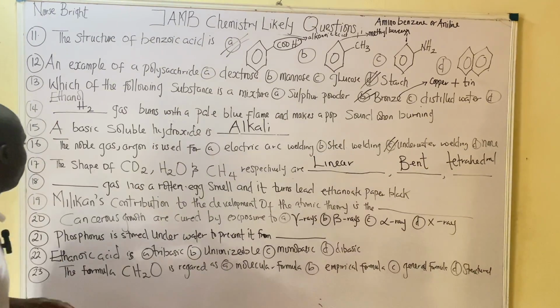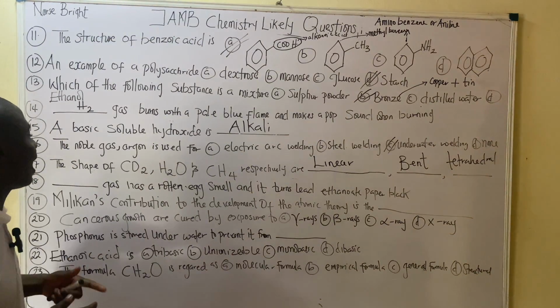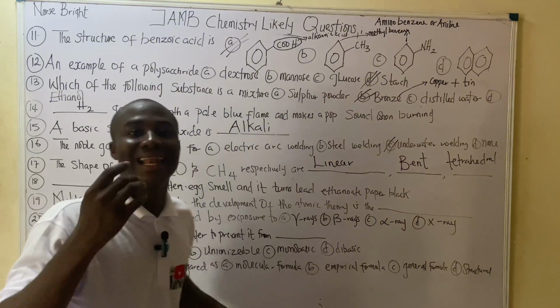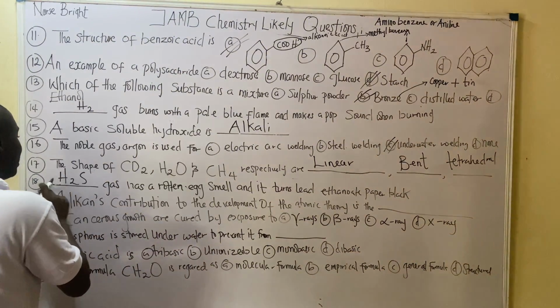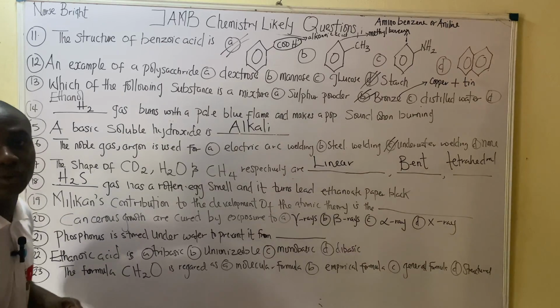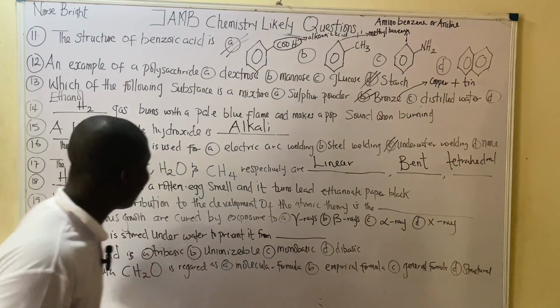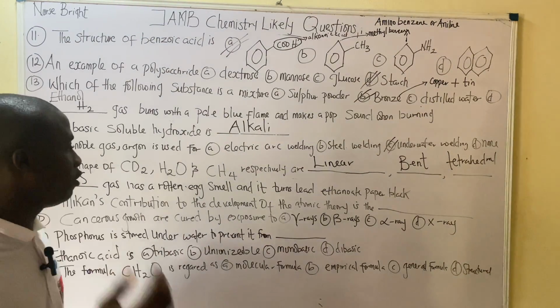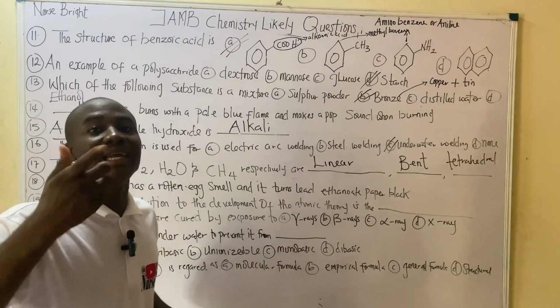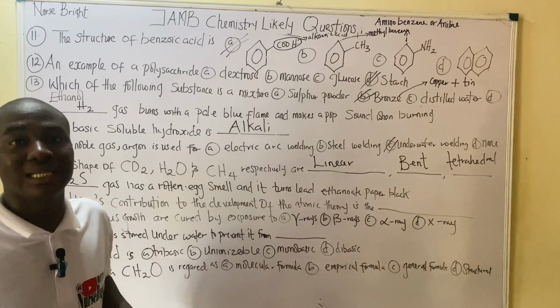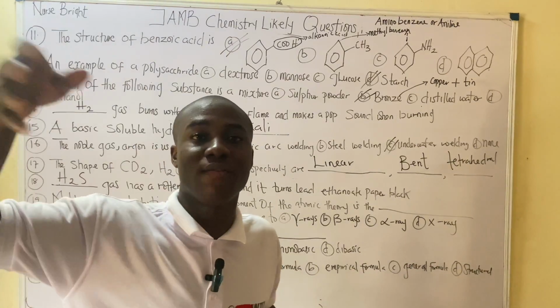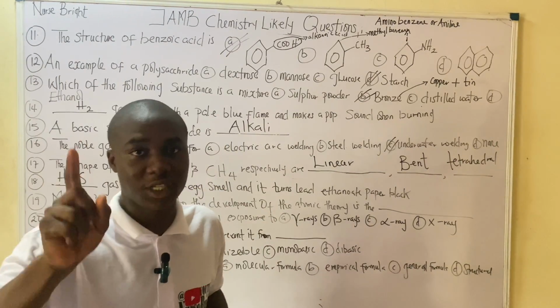Question number 18 says that gas has a rotten smell and turns lead ethanoate paper black. It is hydrogen sulfide, H2S. Now let's get into the next question, which is question number 19. It says Millikan's contribution to the development of the atomic theory is what? Please take note, his full name is Robert Andrew Millikan. He brought about the charge of an electron using the oil drop experiment.